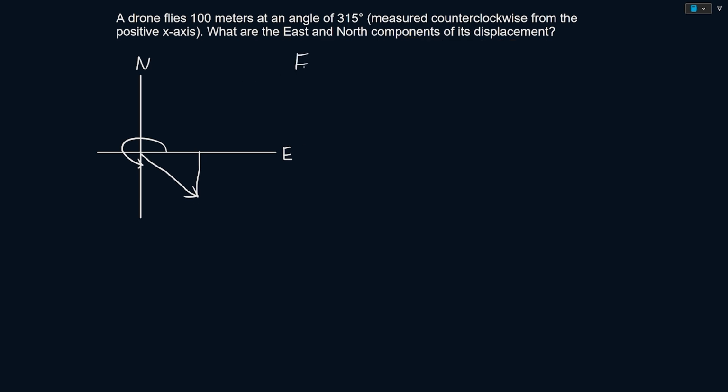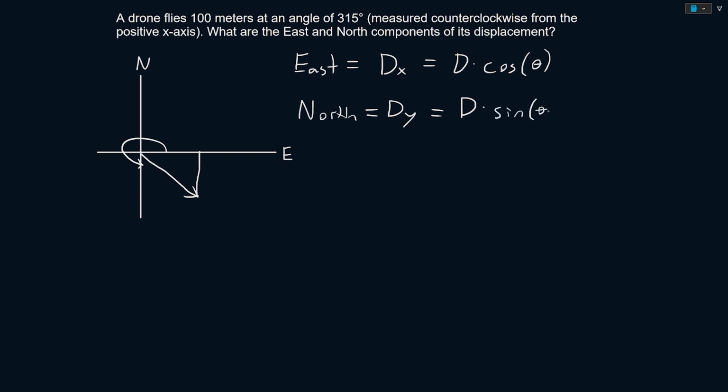The east component of the displacement is equal to the x component, and this can be found by multiplying the magnitude of the displacement by cosine of theta. The north component is equal to the y component of the displacement and can be found by multiplying the magnitude of the displacement times sine of theta.